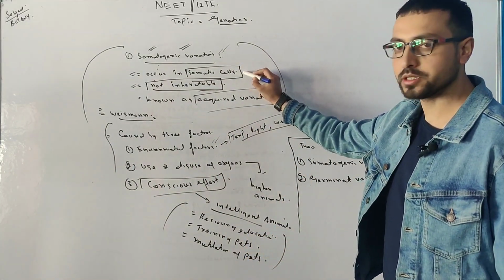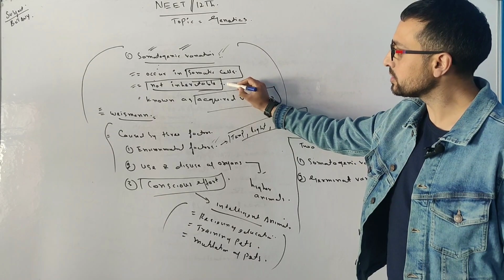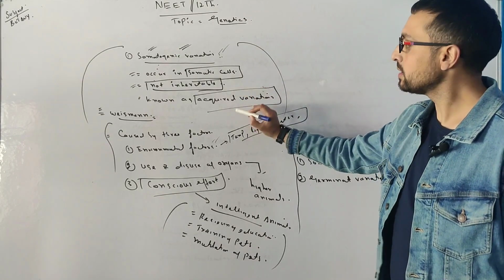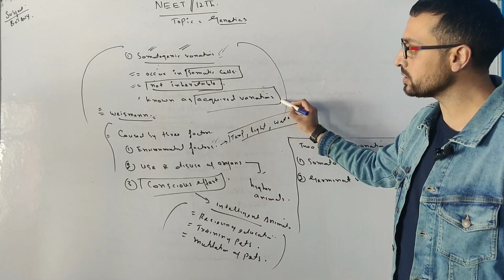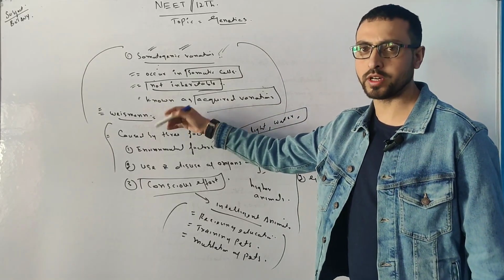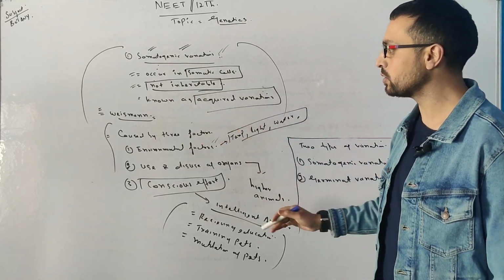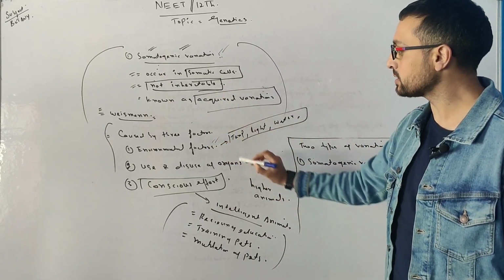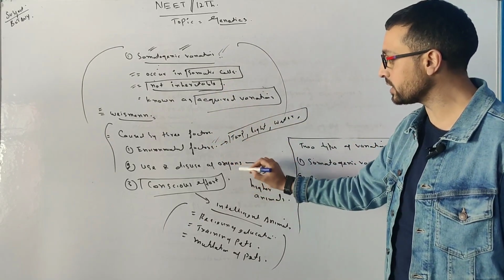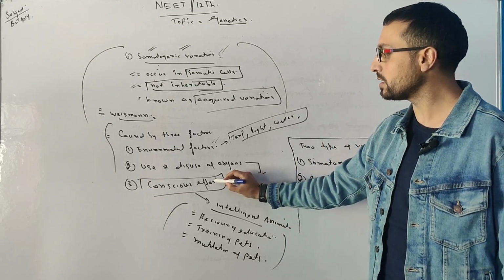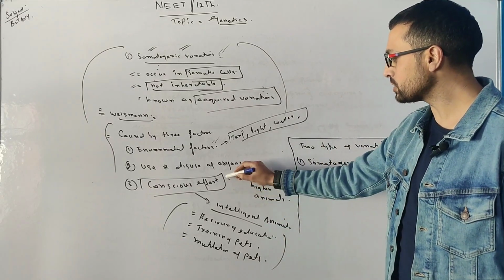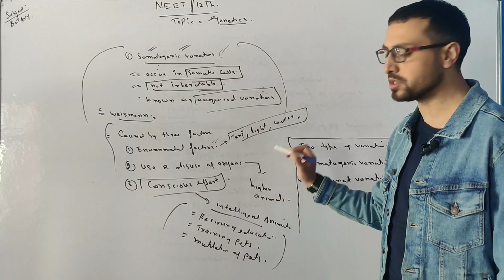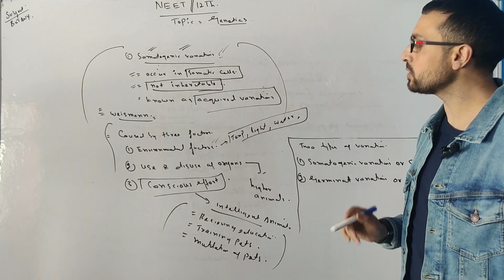Number first, it occurs in the somatic cells. Number second, they are non-inheritable. Number third, they are known as acquired variations. And as far as the statement of Weismann is concerned, I have told you about this. So somatogenic variations are caused by three factors. Number first, environmental factor. Number second, use and disuse of organs. Number third point, conscious effort. Conscious effort is seen in the intelligent animals. So this is all about the somatogenic variation.